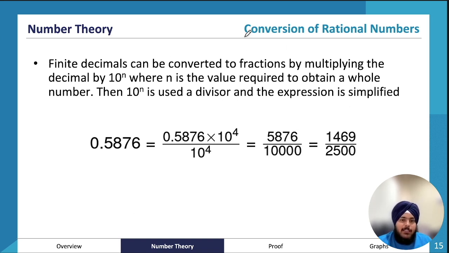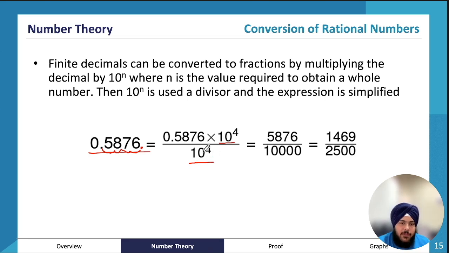The way that we convert a finite decimal into the form m over n is we are essentially trying to eradicate the decimal. So we need to multiply it by a multiple of 10 that removes the decimal. We need to move the decimal 1, 2, 3, 4 places, so we will multiply by 10 to the power of 4. And whatever we multiply the numerator by, we need to multiply the denominator by that same amount.